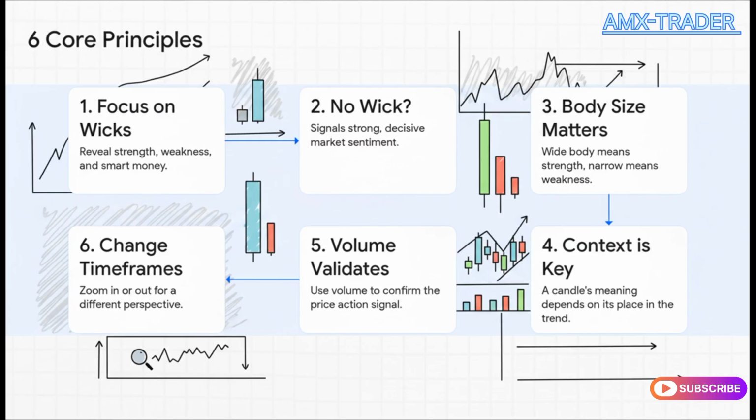Number 2, a candle with no wicks at all. That signals pure, unfiltered, decisive dominance. 3, body size totally matters. A big, wide body shows strength. A skinny one shows weakness or indecision. 4, context is everything. A candle means one thing at the bottom of a trend and something totally different at the top. 5, and this one's huge, volume must validate price.